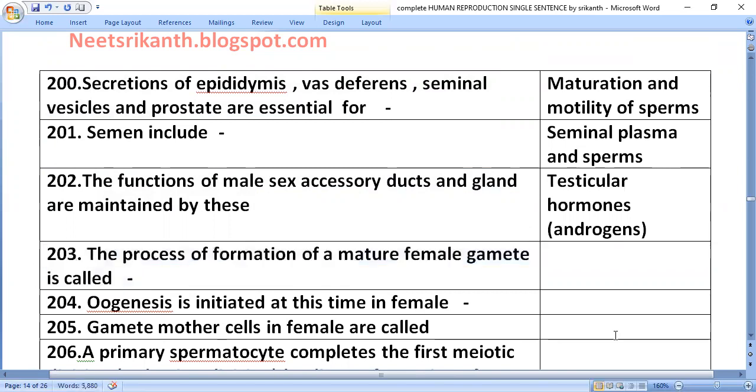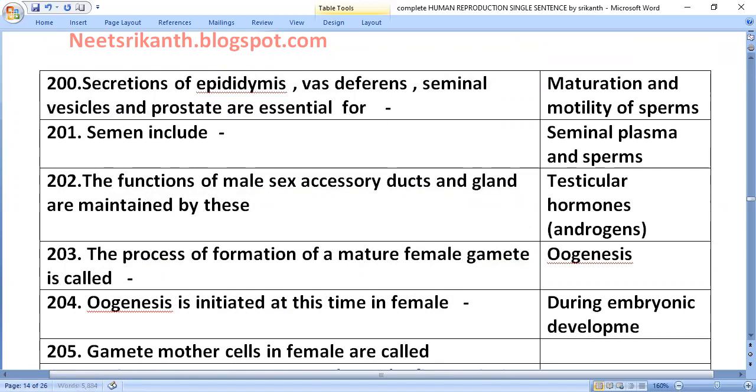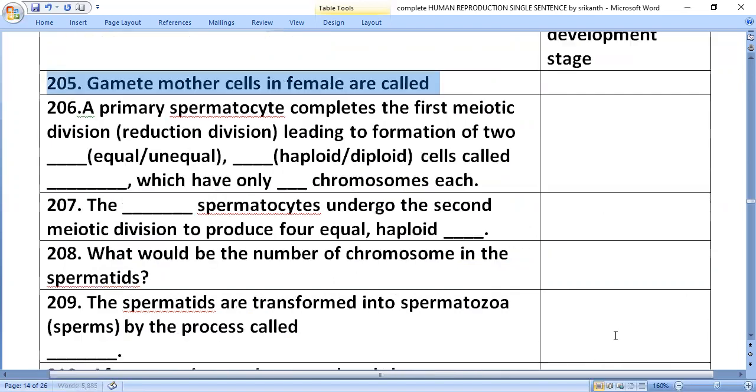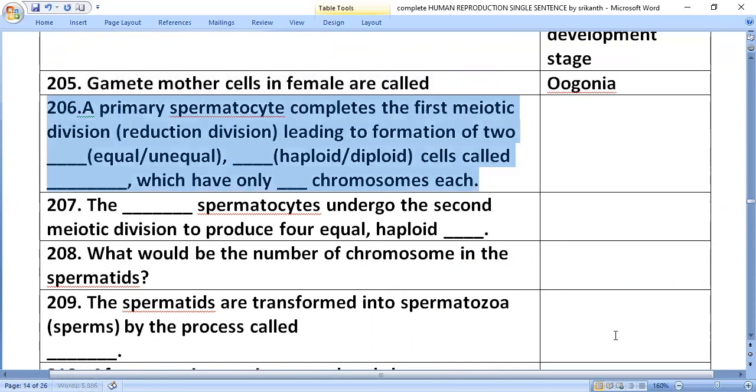The process of formation of mature female gamete is called oogenesis. Oogenesis is initiated in the female during the embryonic development stage, when she is in the mother's uterus. Gamete mother cells in the female are called oogonia.